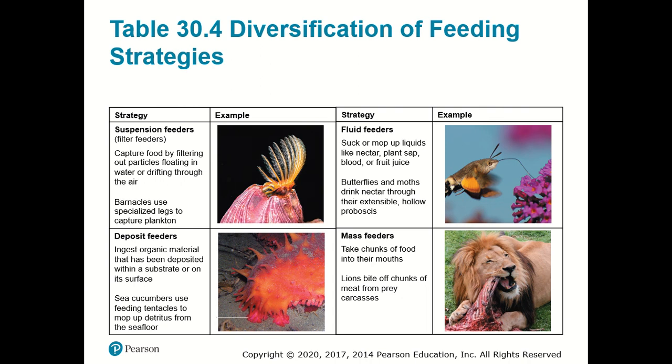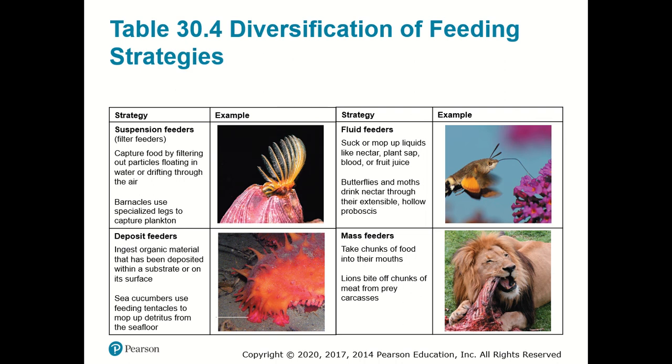But then we go into the different forms of feeding. We have four different types. We have suspension feeders, deposit feeders, fluid feeders, and mass feeders. We fall under the mass feeder category because of the fact that we do have to kill, and then from there we have to do more work, right? So using mastication or chewing, we bite off large chunks of our food, and then we masticate it. We break it down into smaller pieces, and then swallow for our digestive tracts to be able to absorb the necessary nutrients.